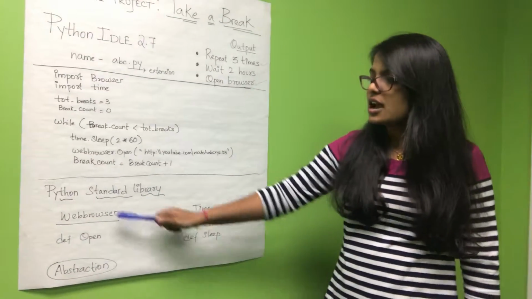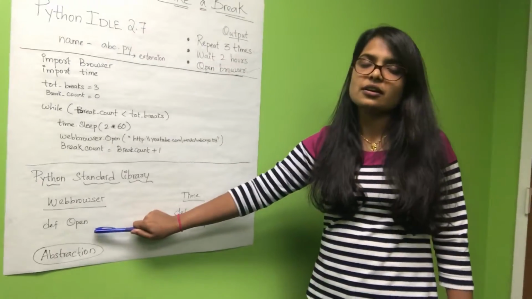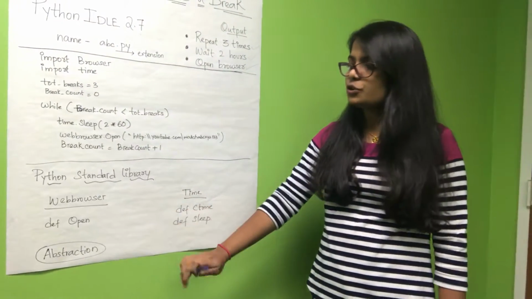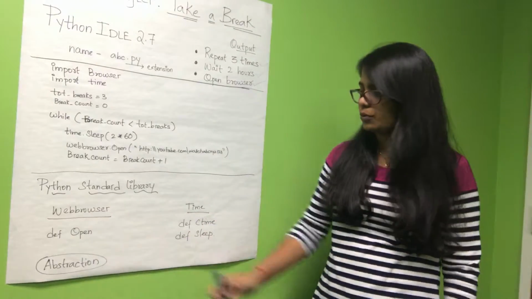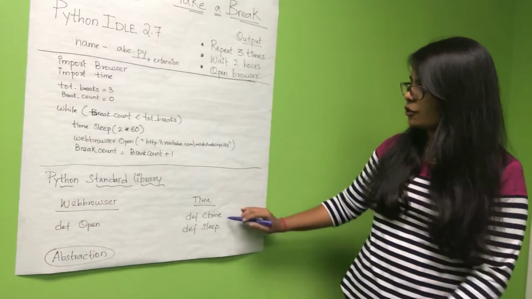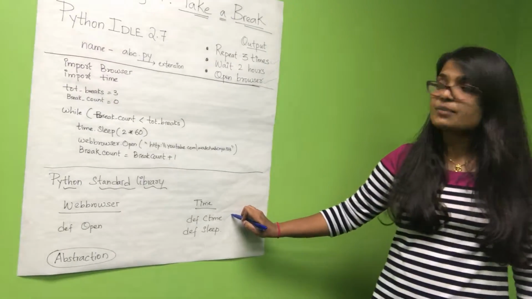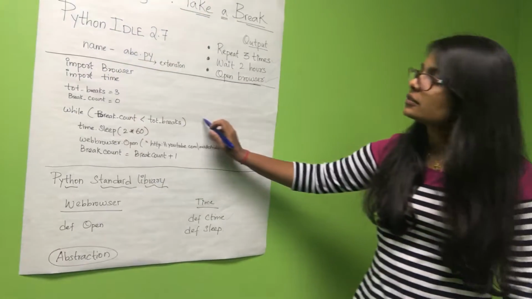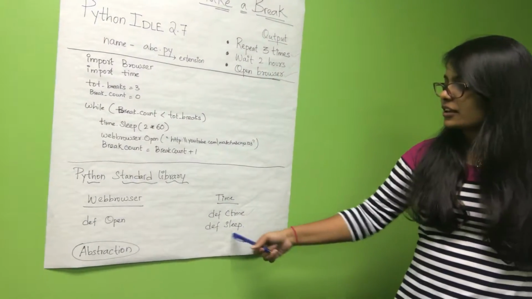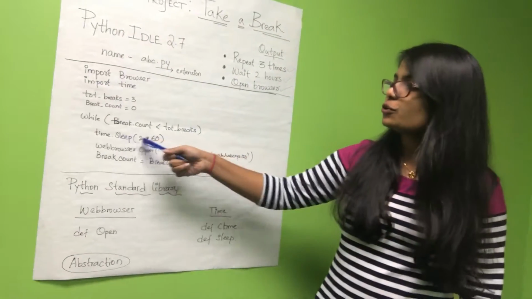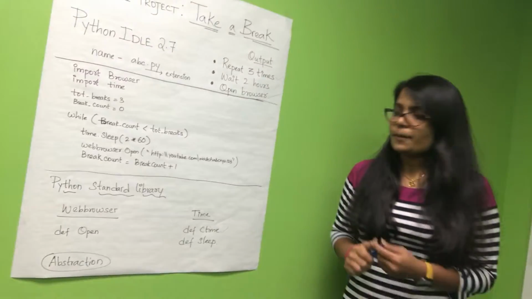Let's discuss it. This is the webbrowser file, and this has a function def open. Usually in Python we define functions using def. And I forgot to mention def ctime here, which gives you the current time to track the current time. I didn't use it because of less space. Then def sleep will allow you to give a break of about 120 seconds.